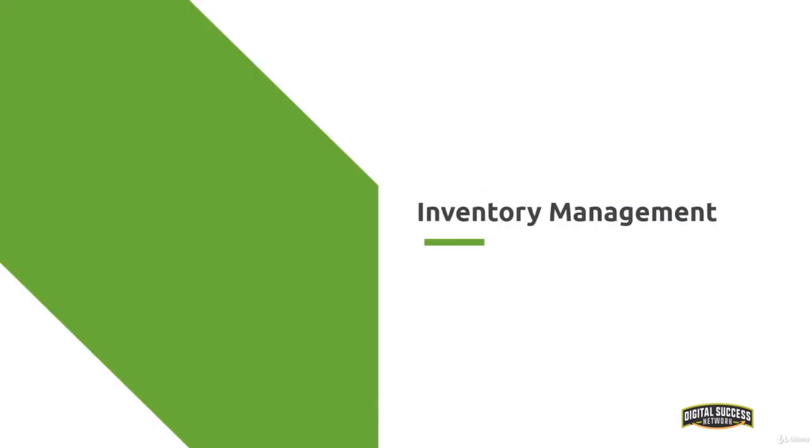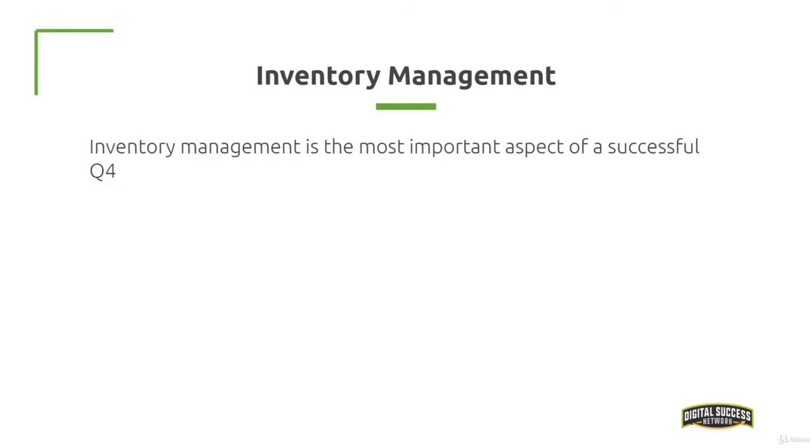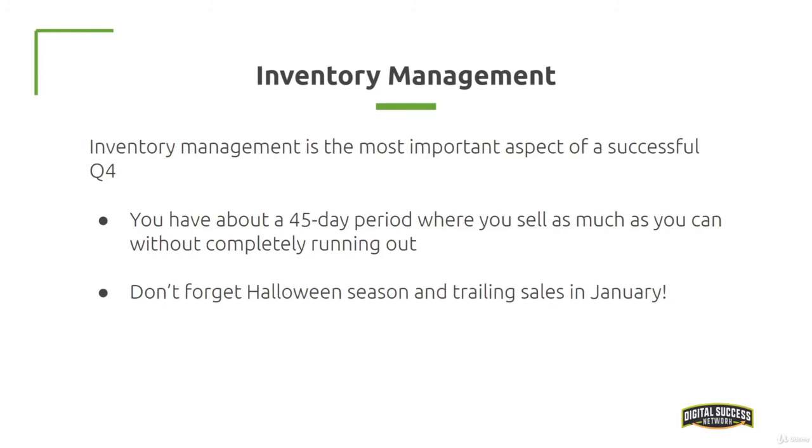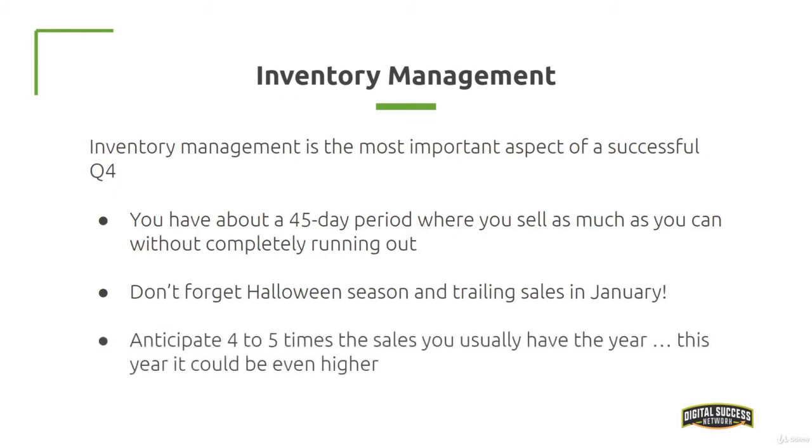All right, time to talk about inventory management. It's one of the most important aspects of a successful Q4. You have about a 45-day period where you sell as much as you can without completely running out. So there's a bit of a balance you have to try to achieve. And don't forget Halloween season as well, and trailing sales in January. Anticipate 4 to 5 times the sales you usually have during the rest of the year. And this year could be even higher.